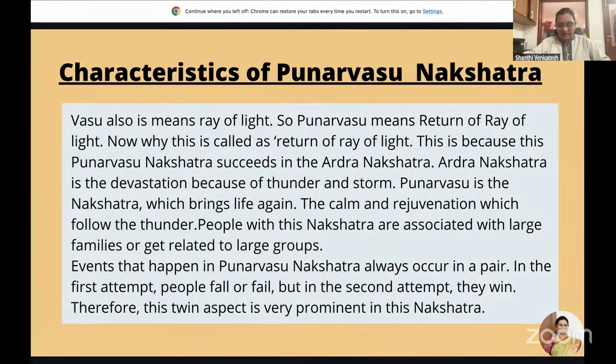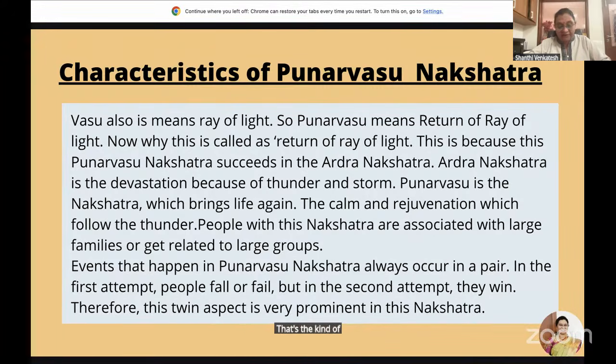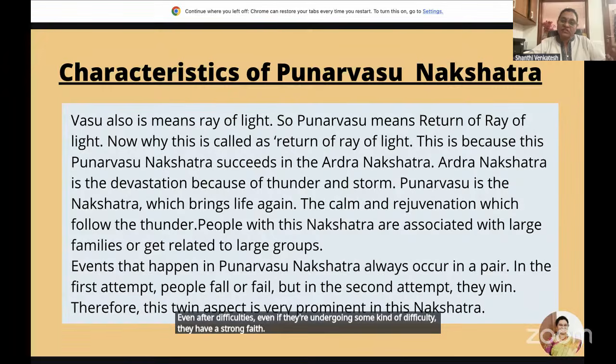The people who belong to Punarvasu Nakshatra, they're very optimistic and positive. That is their nature. They find positivity in all situations. And they have a strong faith that things are going to become all right. That's the kind of faith that they have. That's the kind of mentality that they have. Even if they're undergoing some kind of difficulty, they have a strong faith that eventually things will become good.